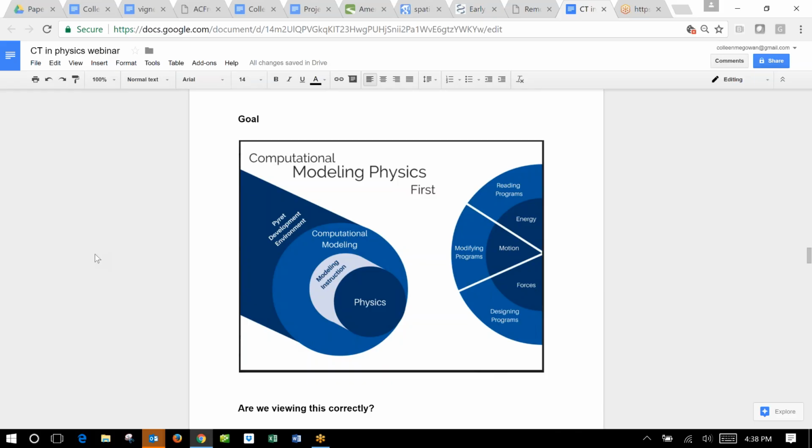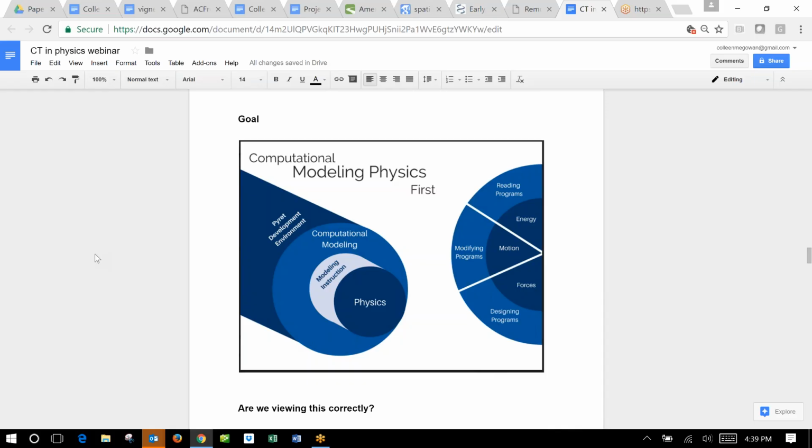And so in trying to explain what we're doing, that we're not teaching computer science instead of physics. This is not a course in learning how to program. This is a physics course and we're learning physics. But programming is one of the activities that we do in order to make that happen.